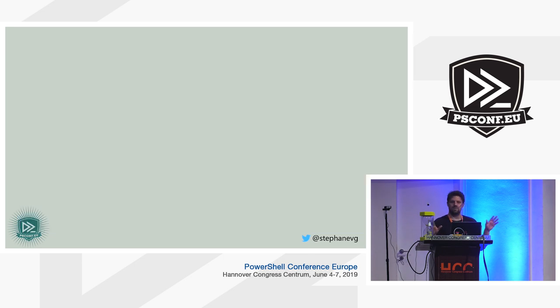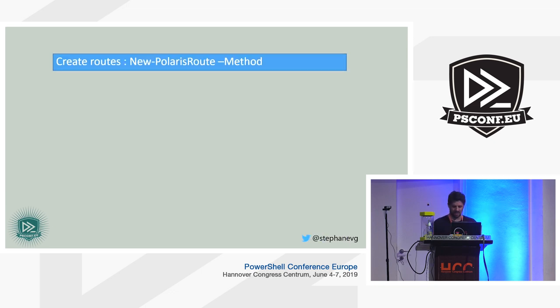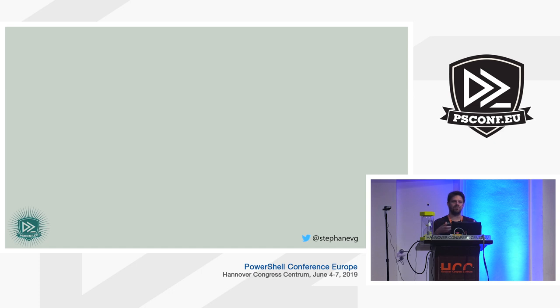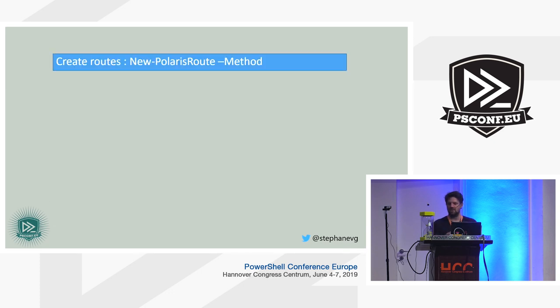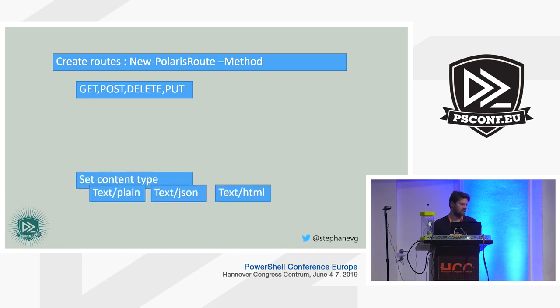So this shows a little bit like the possibilities, right? And I just want to recap here how Polaris works, because it's maybe not very straightforward if it's the first time you hear about it. So one, first you create a route, so slash hello world slash whatever, using the dash method. So you can create get, post, delete, put, and some other ones. And in my examples, I've used the get.